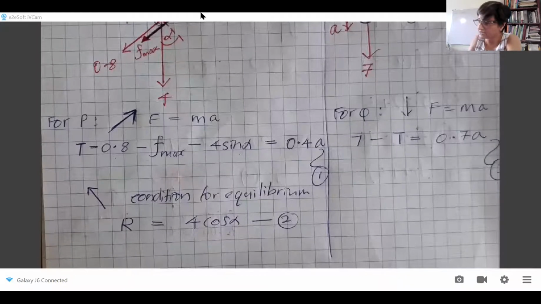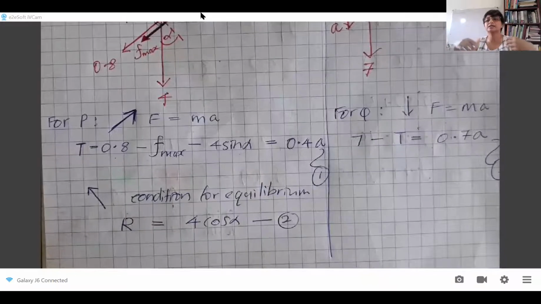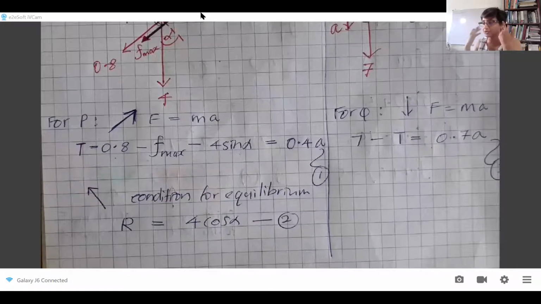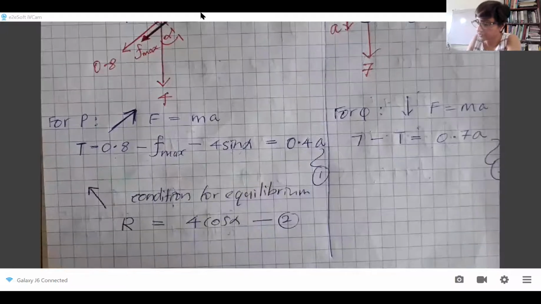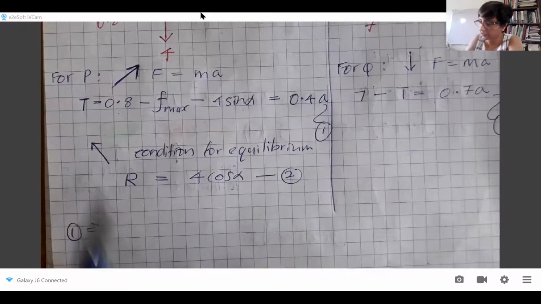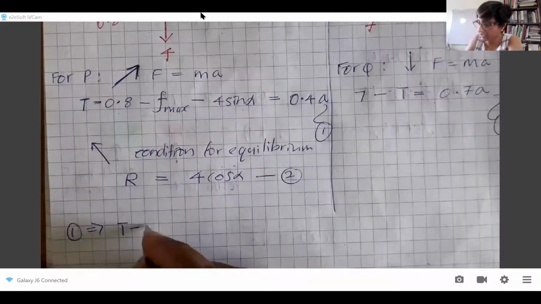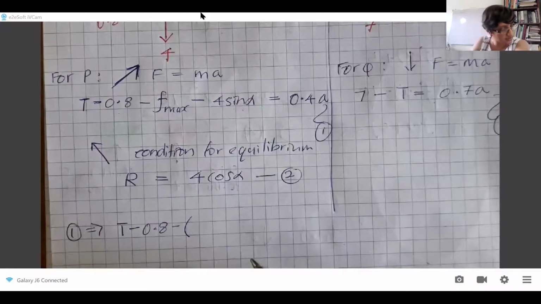First thing I will do is, here I have just applied the formulas and conditions. Now, how am I going to manipulate these or use these with one another in order to get to my answer for A is something that you have to think. So I hope you can see that if you take this equation, the first one, you can rewrite number 1. Okay, T I don't know, T minus 0.8, but F max I can write as mu r. Mu is how much?